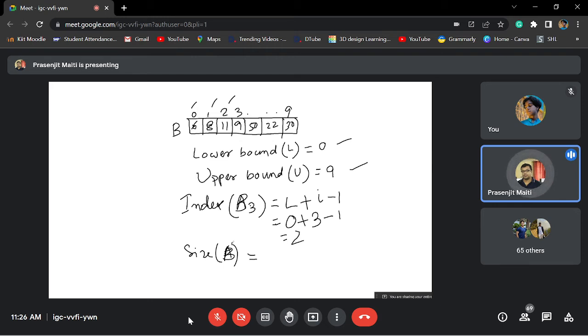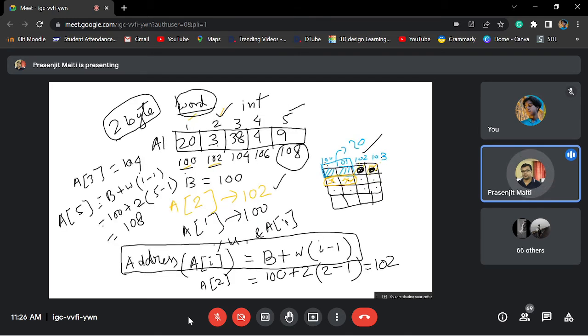We know the lower bound, we know the upper bound. How do you know the size of the array B? Upper minus lower. U minus L, or L minus U? Okay.